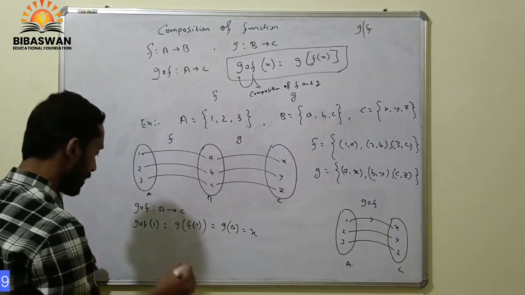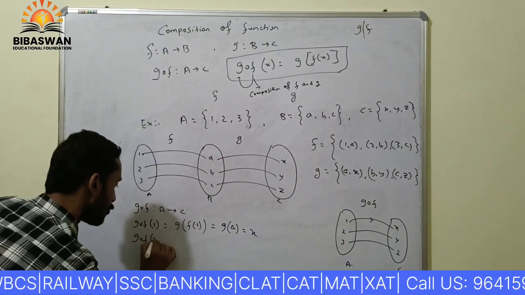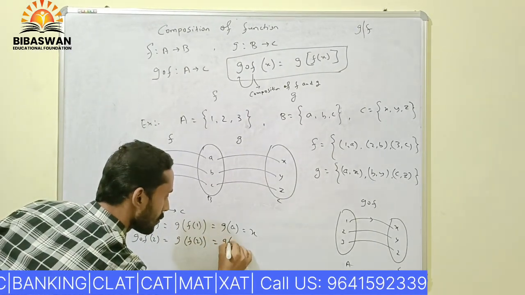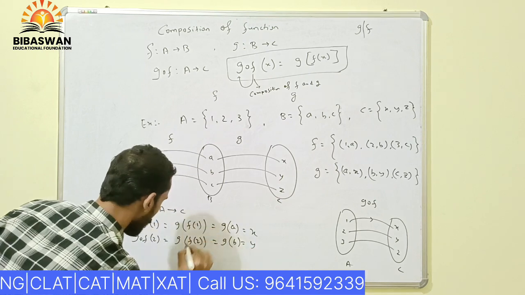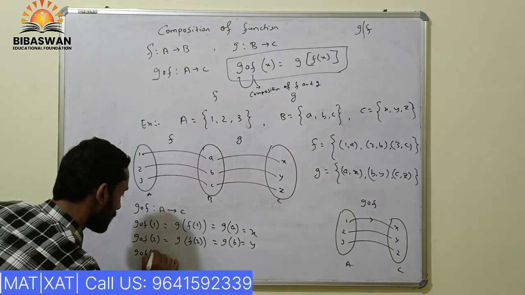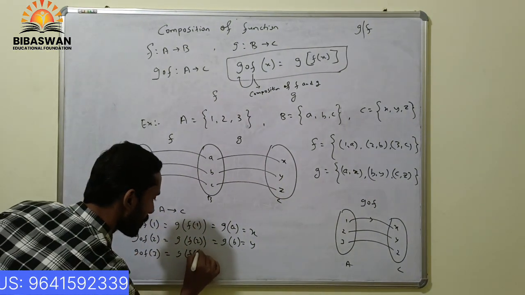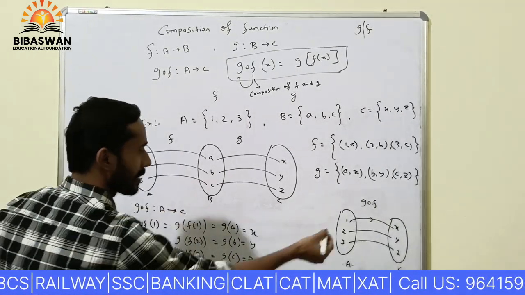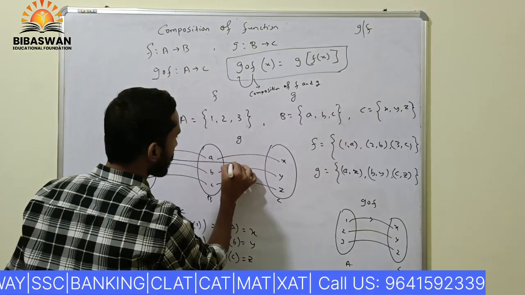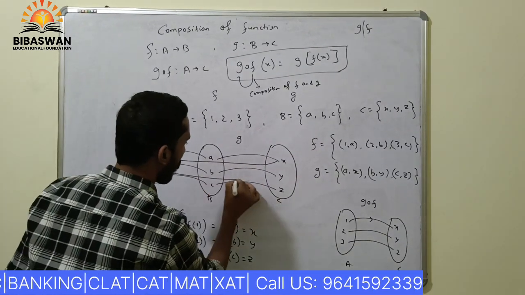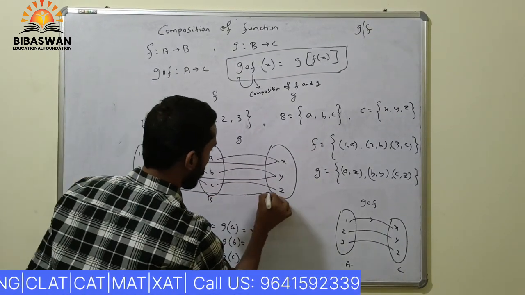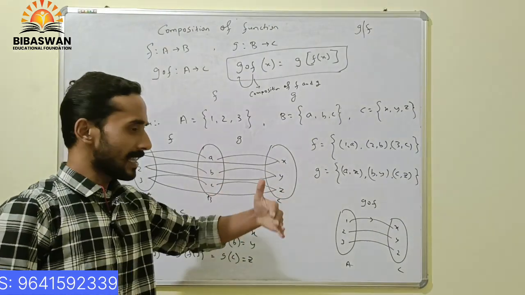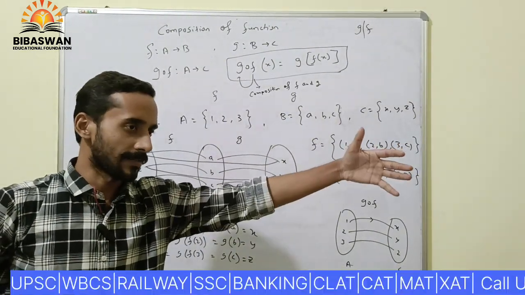Understood? Now G of F of 2: F of 2 is B, and G of B is Y. G of F of 3: F of 3 is C, and G of C is Z. Understood? This function is related directly with that. This is nothing but the extension of two connected functions.